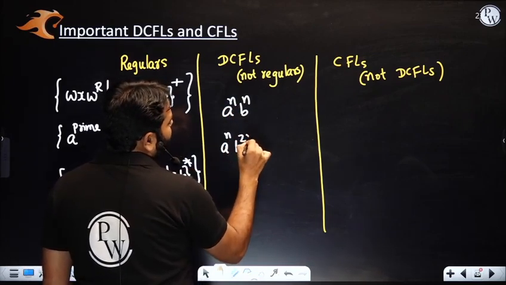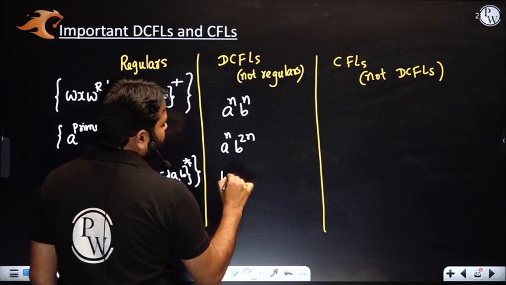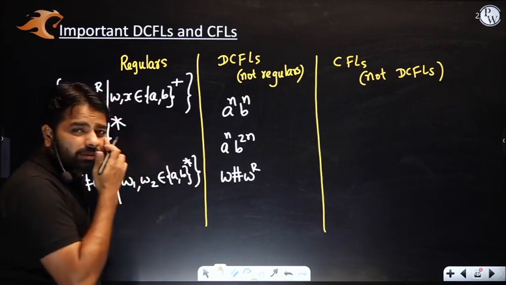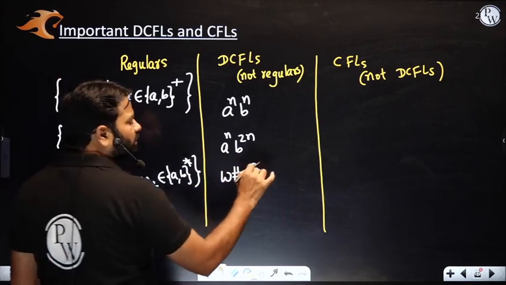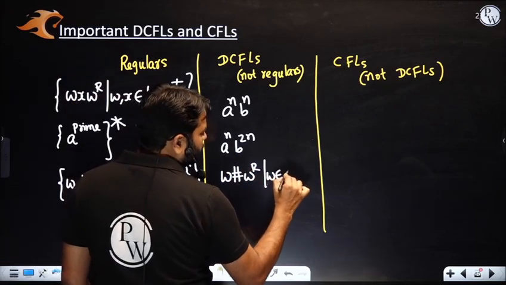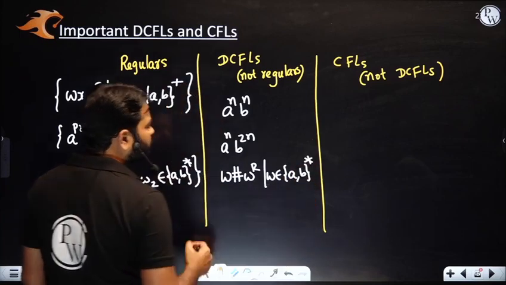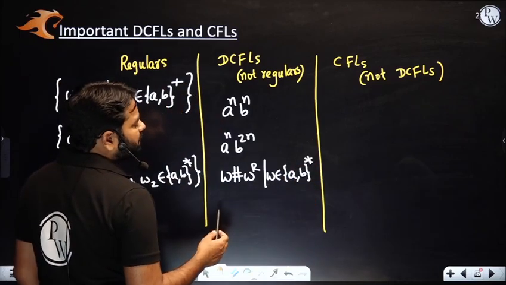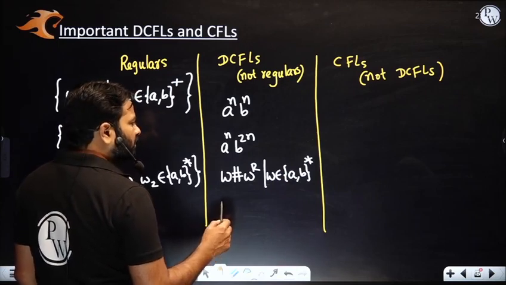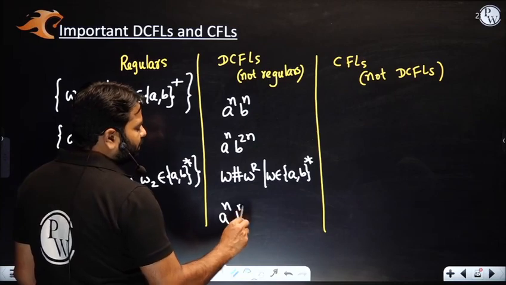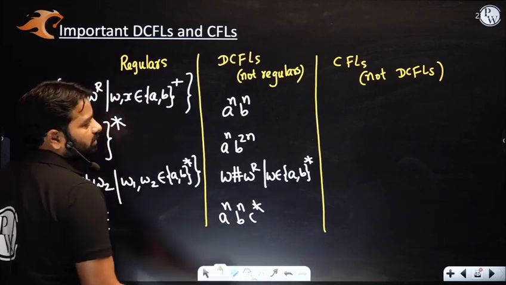N, B power 2N, or W hash W power R, whether it is over one symbol or two symbols, three symbols, all of them will work here. And A star or A comma B whole star for all of them. What else do we have here in DCFLs? Many others, I'm not writing many things, but you just remember it. A power N, B power N, C star, many such forms.